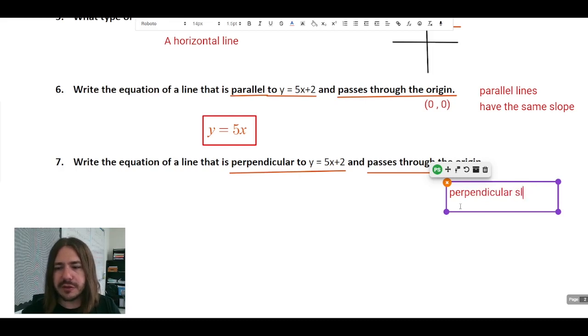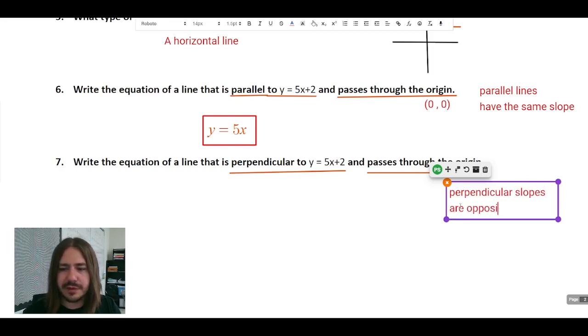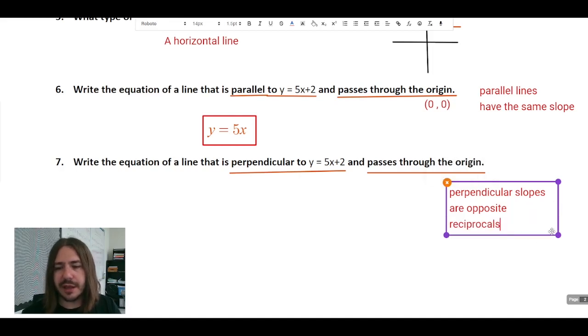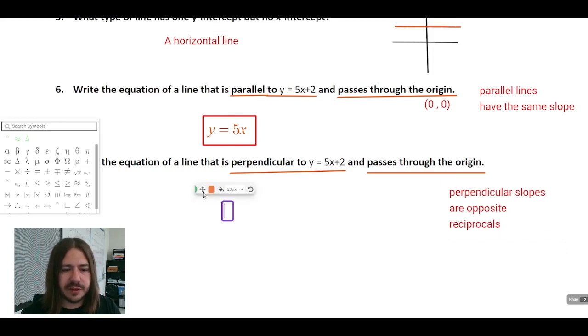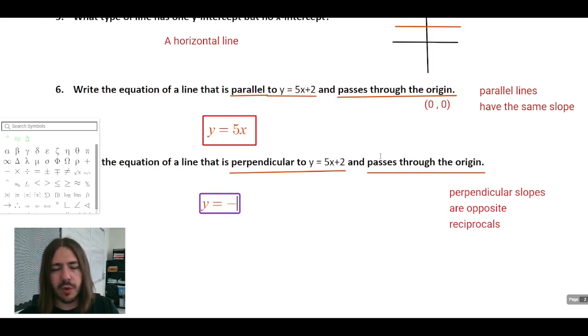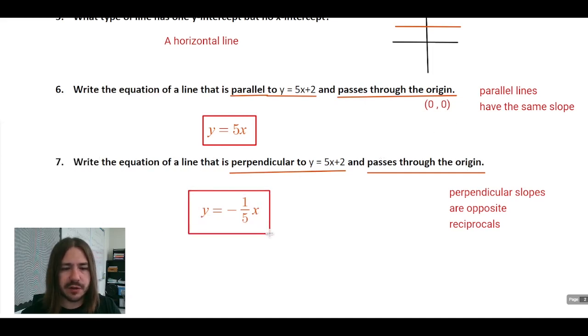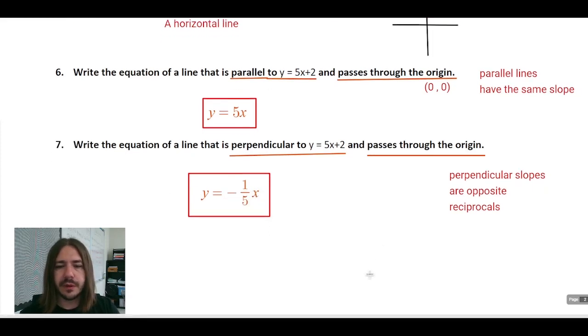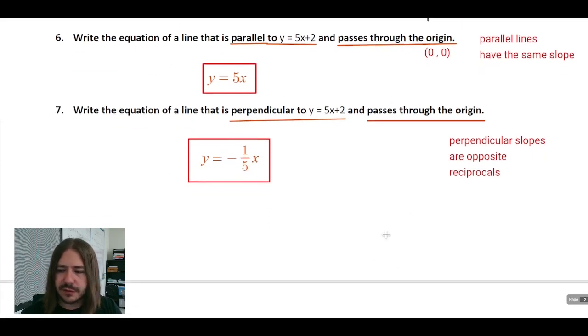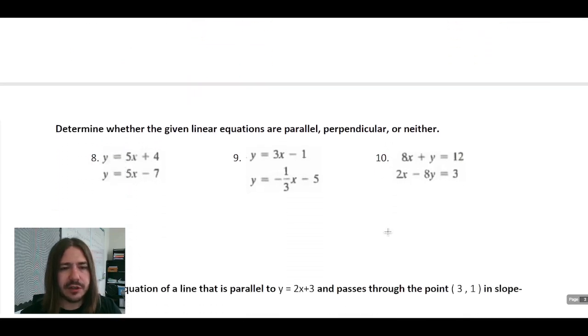Okay, so perpendicular slopes are opposite reciprocals. Meaning like if one is 2/3, the other one's negative 3 over 2. So if this slope is 5 over 1, then the perpendicular slope would be negative 1 over 5. So that would be the perpendicular slope. The origin is that 0, 0 point, so the y-intercept is just 0. So here's our equation. Okay, that's it for the first page. Let's take a look at page number 2.